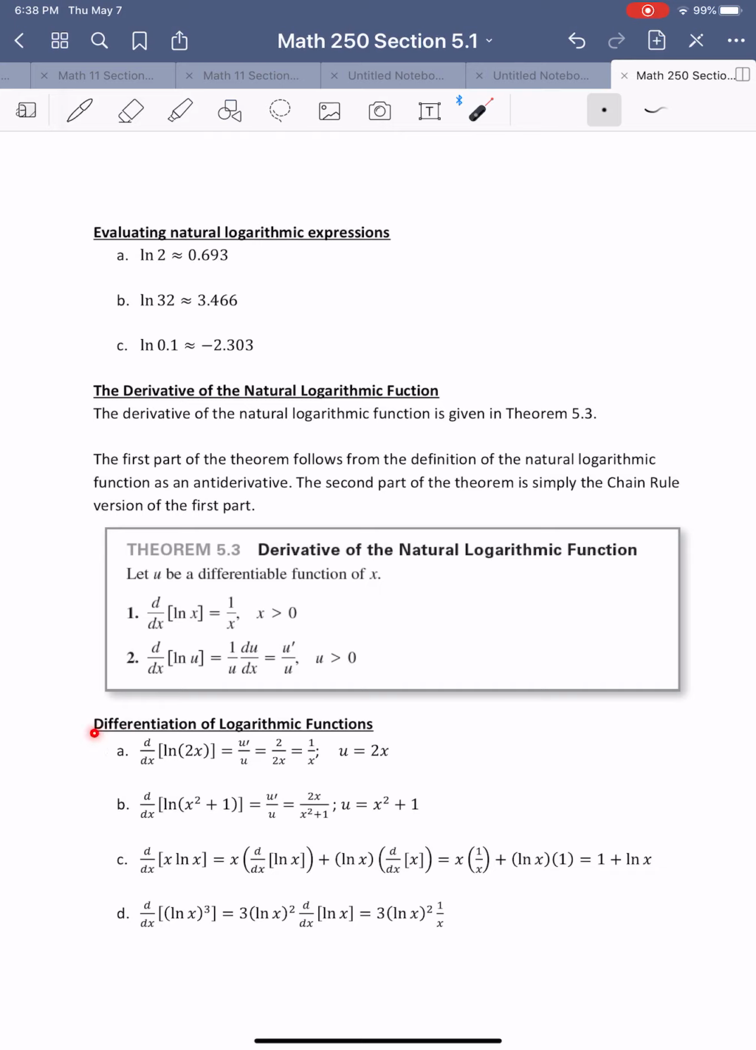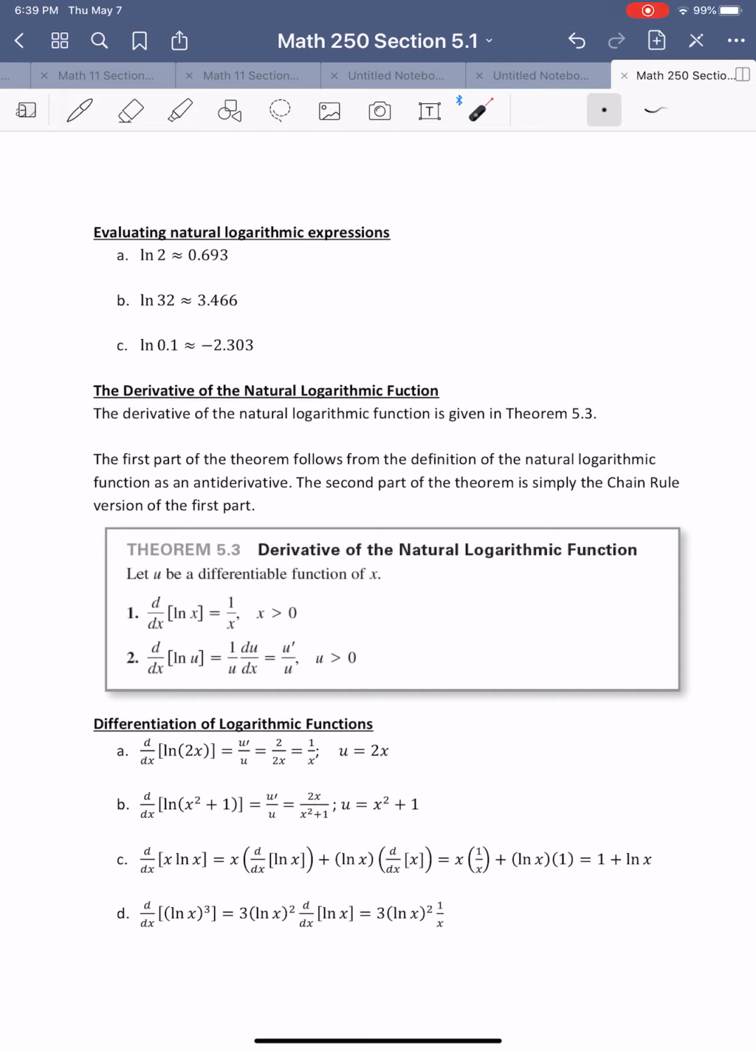So differentiation of logarithmic functions: d dx of ln 2x, you need to differentiate u, which is 2x, so it's 2 over 2x, and then just simplify, that'll be 1 over x. So you can just use u as 2x here. And then d dx of ln of x squared plus 1, so u is x squared plus 1, u prime is 2x, and u is x squared plus 1. This is how you differentiate.